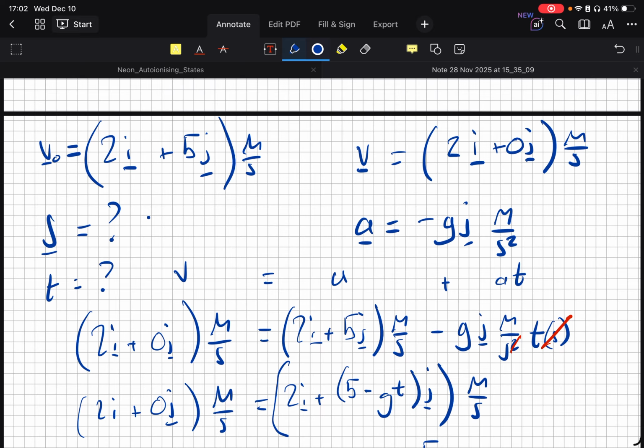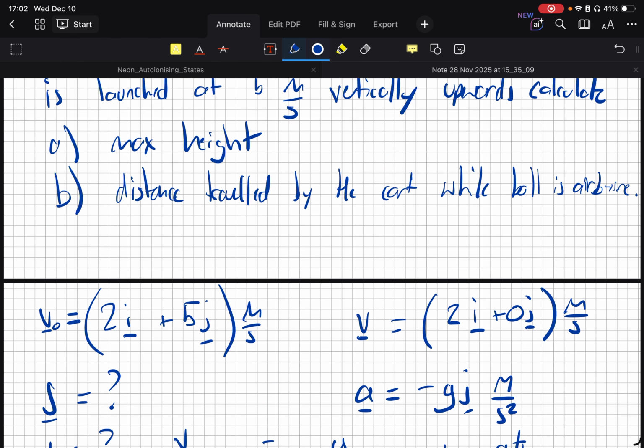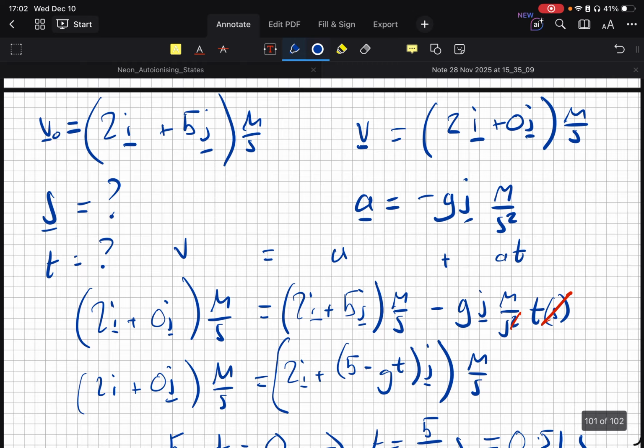And we know that the final displacement in the vertical direction will be 0, because we start at a height of 0 and we end at a height of 0. So basically we're finding the range of this parabolic motion. So we can plug that in and find the time if we wish.